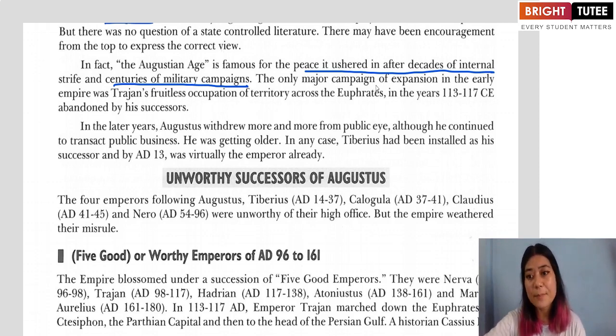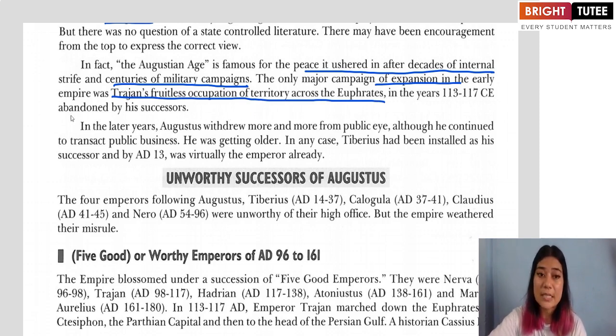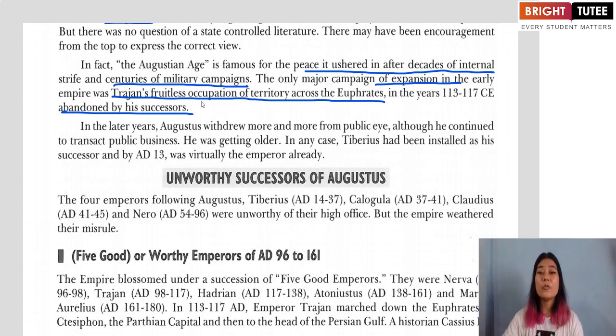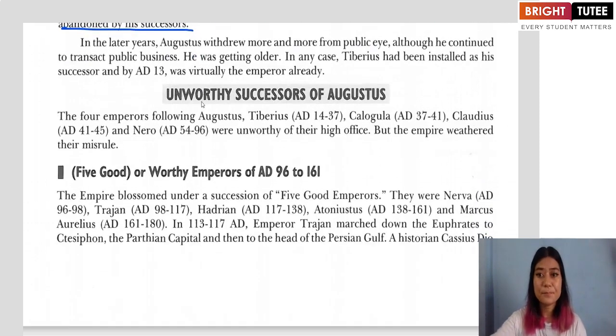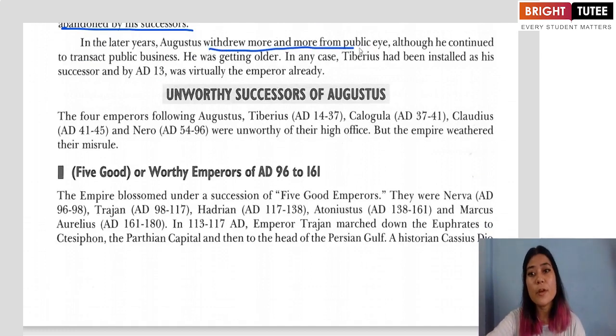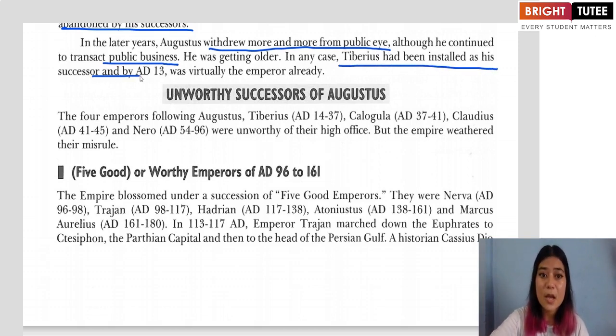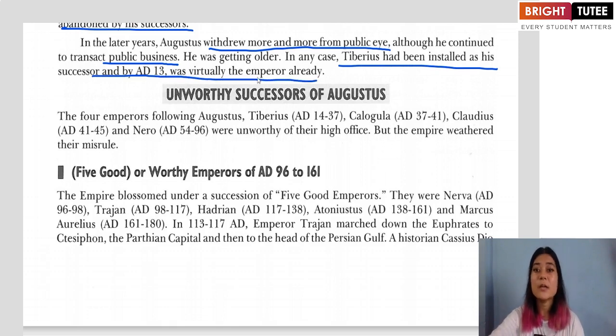The only major campaign of expansion in this early empire was Trajan's fruitless occupation of territory across the Euphrates in the years 113 to 117 CE, abandoned by his successors. So the only military campaign was Trajan's occupation of territory across the Euphrates, but this campaign was also unsuccessful. In later years, Augustus withdrew more and more from the public eye. Although he continued to transact public business, he was getting older. In any case, Tiberius had been installed as his successor by 13 AD and was virtually the emperor already.